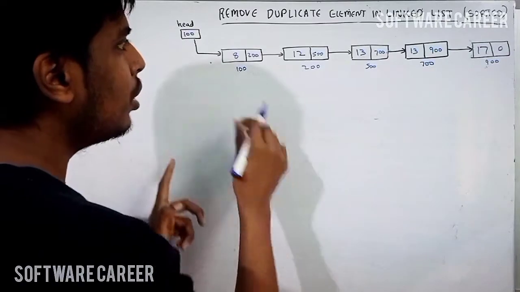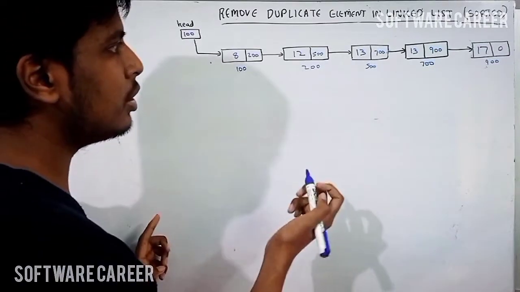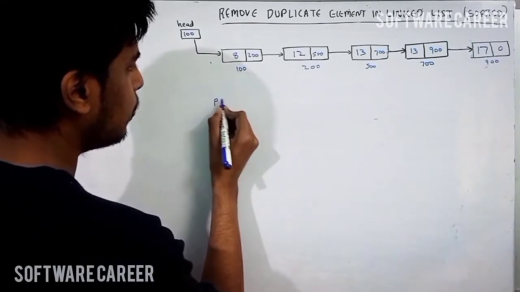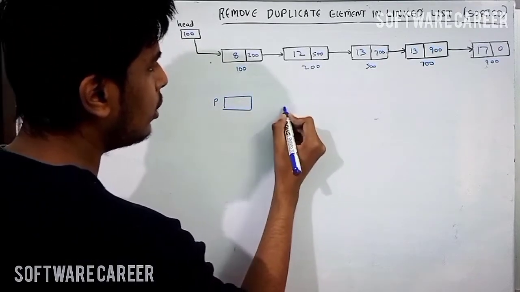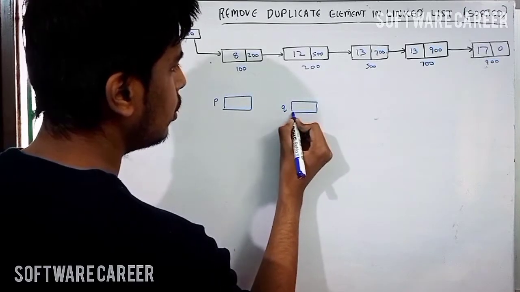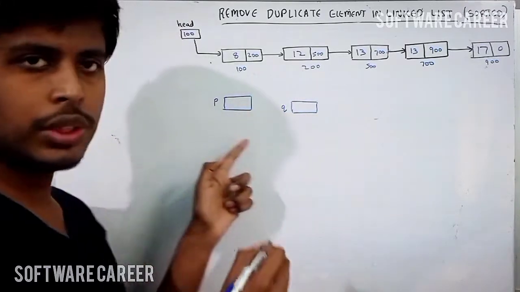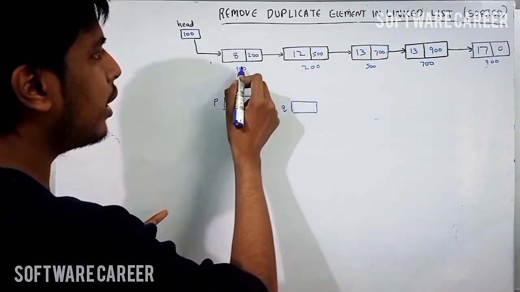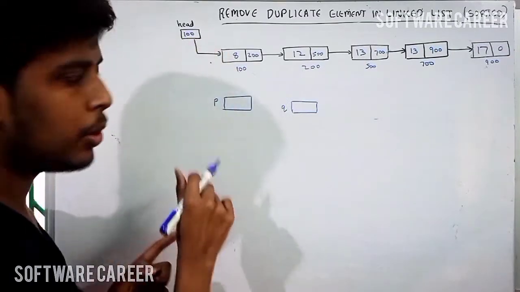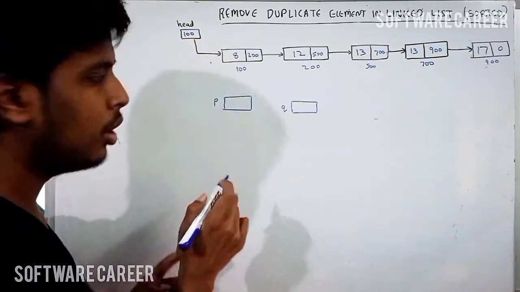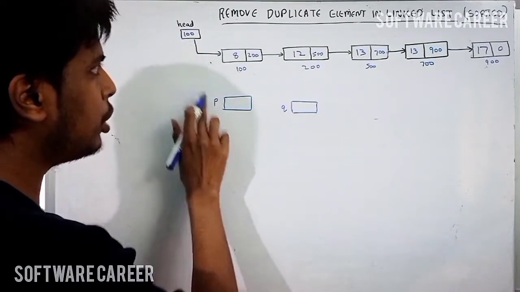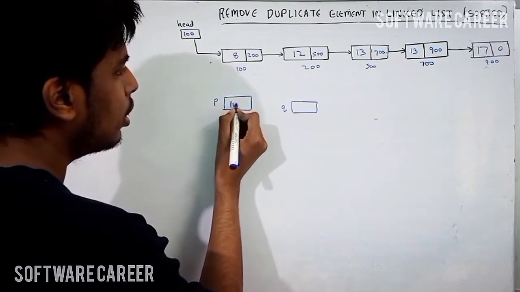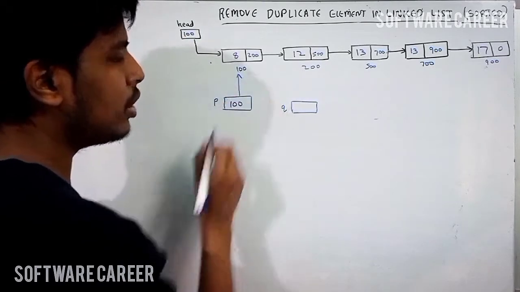See, now this is the linked list. Now first step is you should create two pointers called P and Q. This is pointer P and this is pointer Q. This pointer P should point towards the first node and Q should point towards the second node. Now how can you access the first node? You can access it through head, because head is a pointer which points towards the first node. So you should write P equals to head. Then P equals to head means P is 100. So this pointer P points towards the first node.